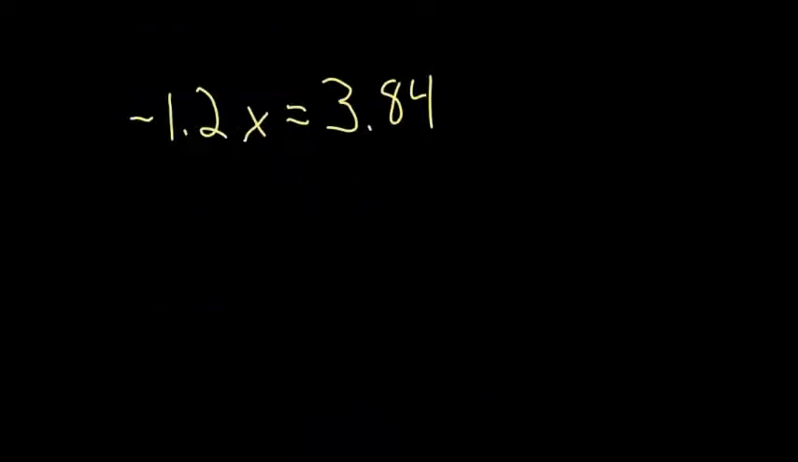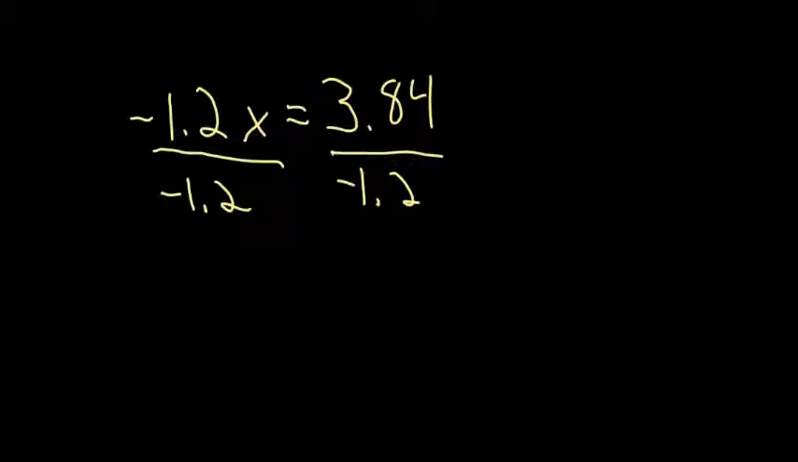Alright, so now we have negative 1 2/10 x equals 3 84/100. So again, you look at your variable, which is x in this case, and what's being done to it. I'm multiplying it by negative 1 2/10. So the opposite of multiplying by negative 1 2/10 is dividing by negative 1 2/10. So I need to divide both sides by negative 1 2/10 to keep my equation balanced.